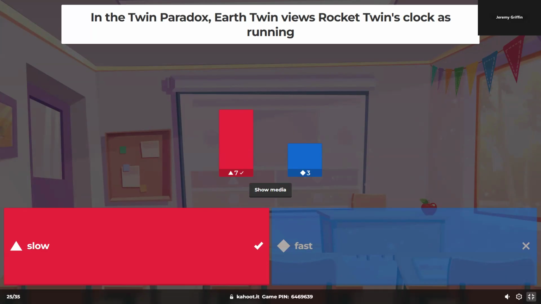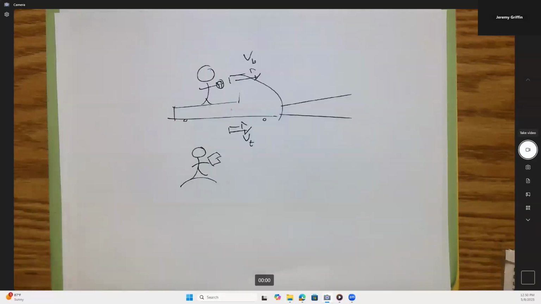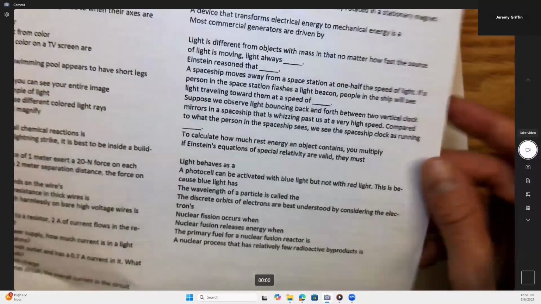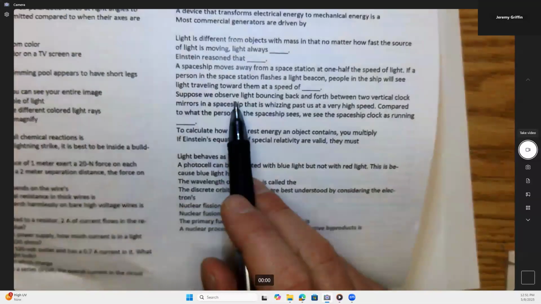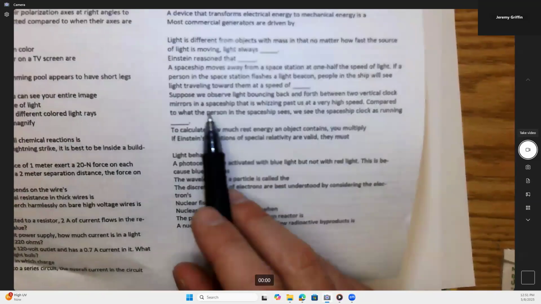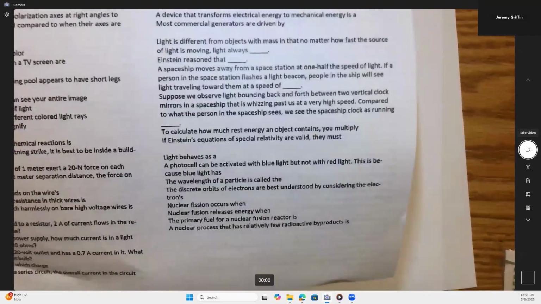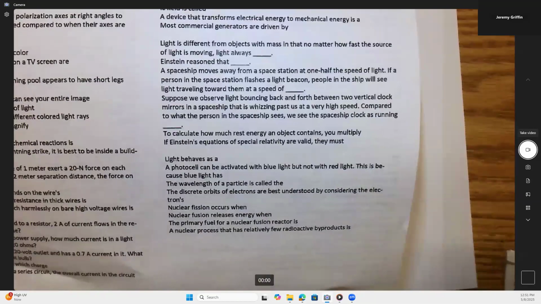Okay. Now, help you guys out a little bit here. On the study guide, this question is worded a little bit different. This came up earlier. So it's the one that says, suppose we observe light bouncing back and forth between two vertical clock mirrors in a spaceship whizzing past us at a very high speed, which is what the picture on the poster was. Well, it was a train, but same idea.